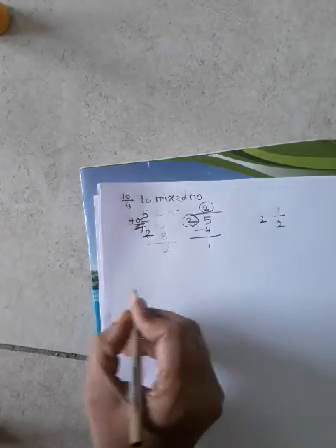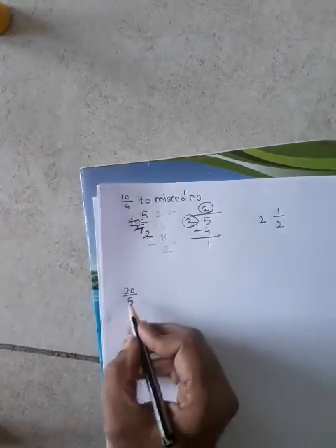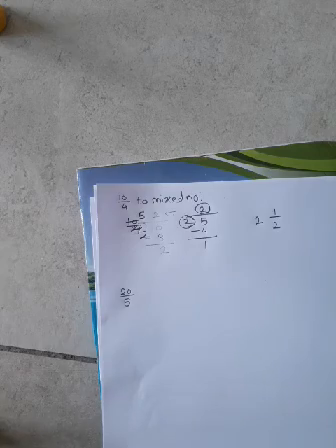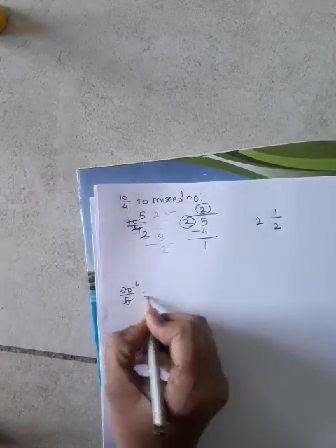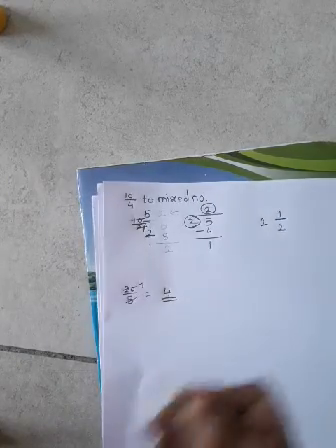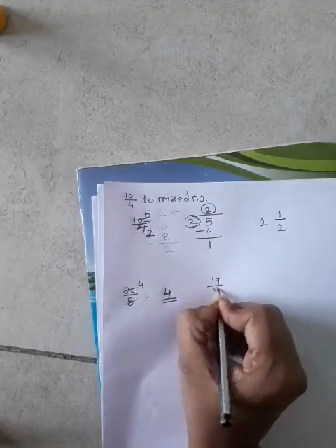20 by 5. How to write this one? 5 fours are 20. So this is a natural number. What do we get? 4. Understand? 19 by 9.